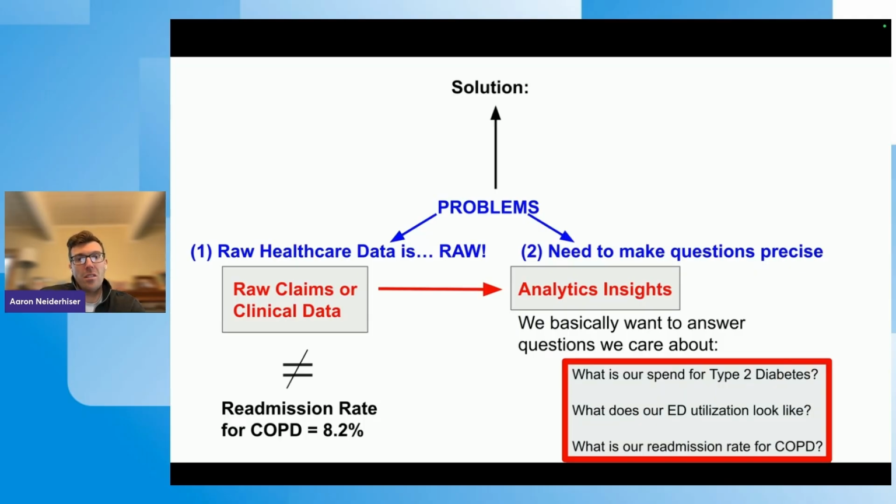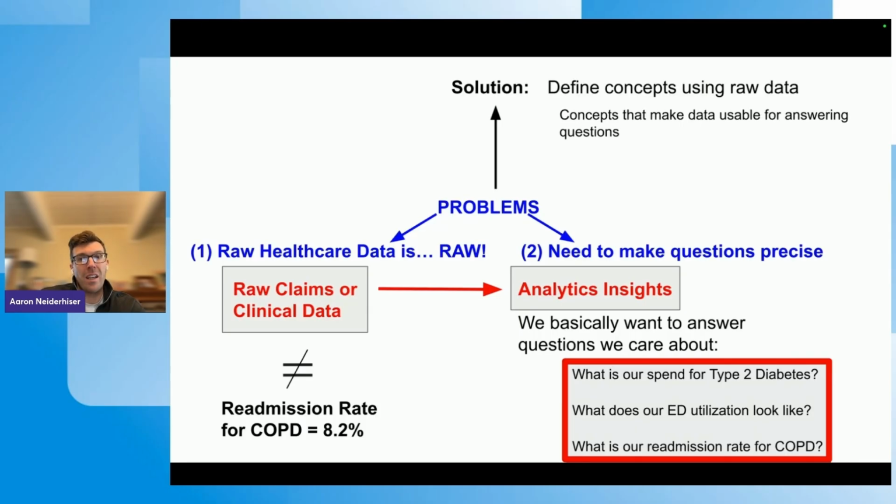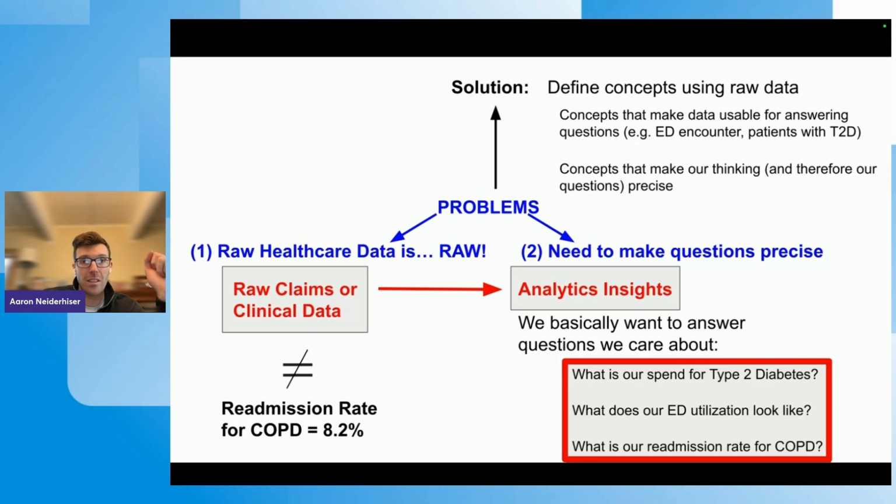And the solution to both these problems is actually one and the same. We define higher level concepts on top of the raw data. We define concepts that make the data usable for answering the questions that we're interested in. Like we define a concept for an ED encounter, or we use the word encounter and visit interchangeably, so like an emergency department visit. We define concepts for patients with type 2 diabetes, along with all other sorts of diseases and procedures and things like that.